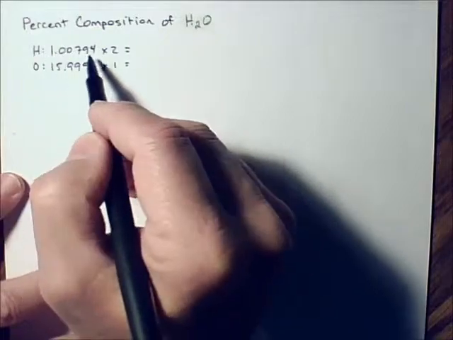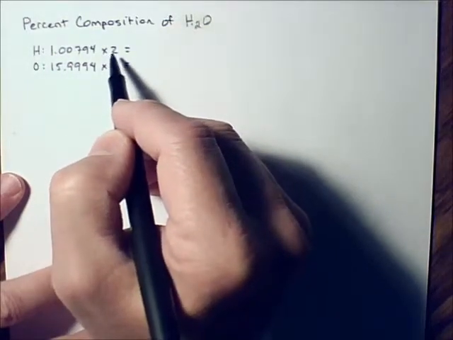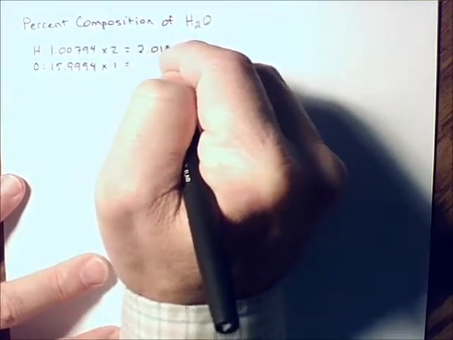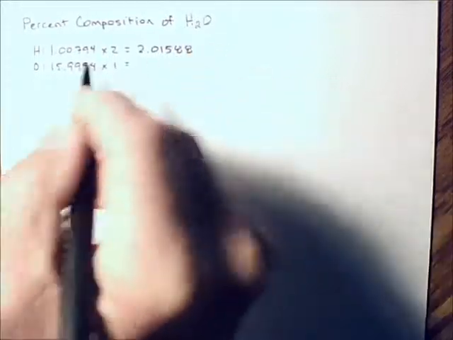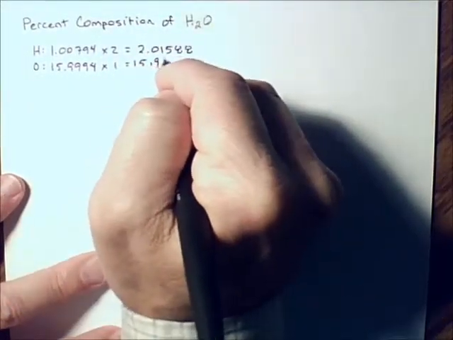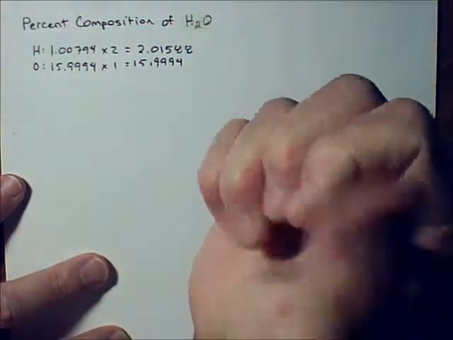So the atomic mass of hydrogen is 1.00794. We multiply that times 2, and we get 2.01588. There's only 1 oxygen in the formula, so we just need one of those, 15.9994.